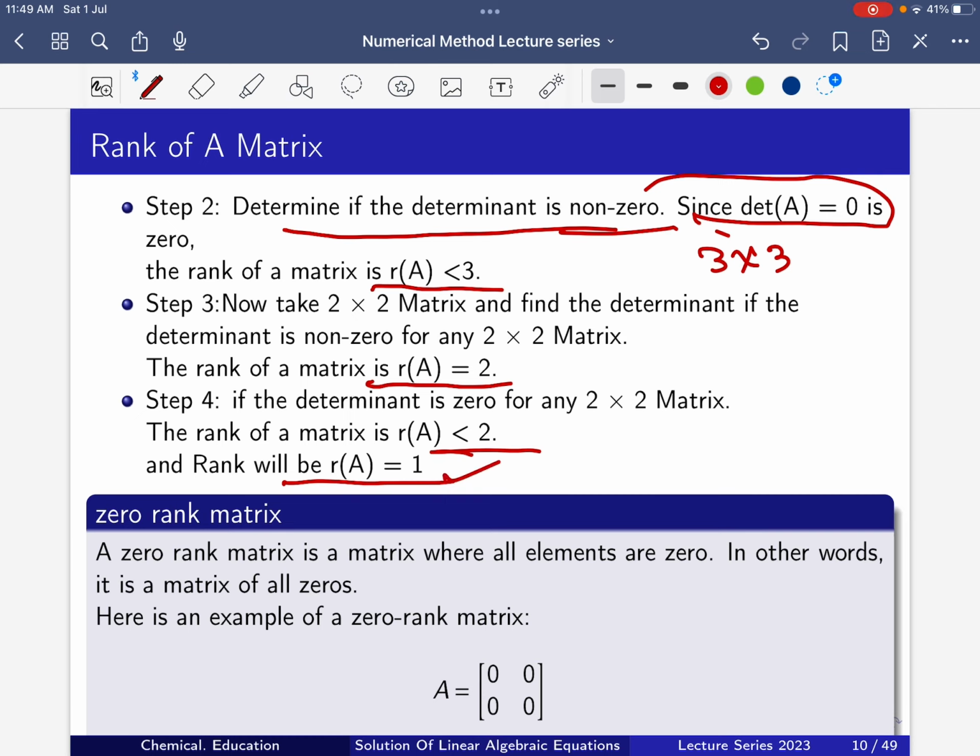Now, is there any possibility to get a zero rank matrix? Yes, a zero rank matrix is a matrix where all elements are 0. In other words, it is a matrix of all zeros. Here is an example of a zero rank matrix: A = 0 0 0. So if all elements are 0, then we'll get a zero rank matrix.